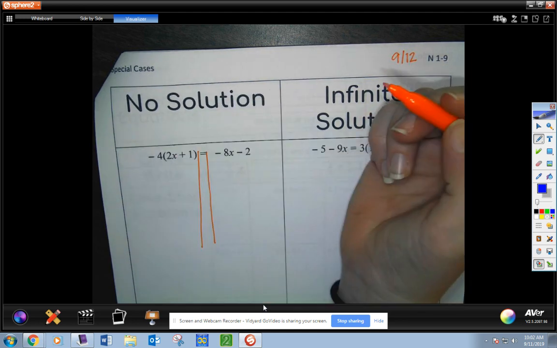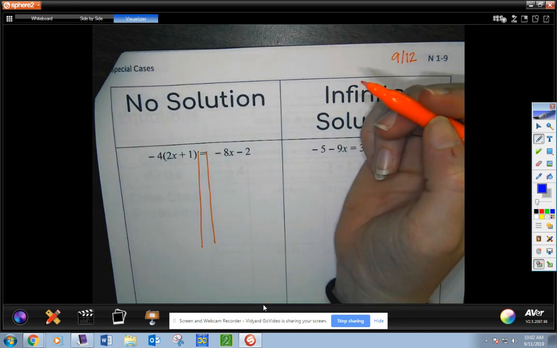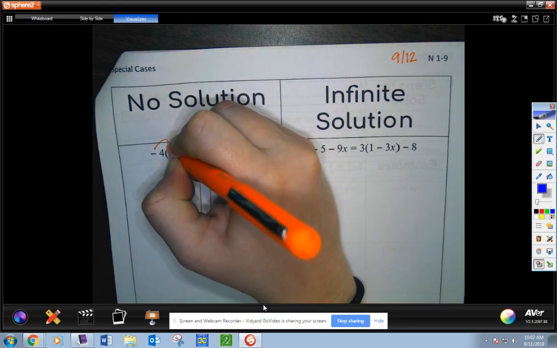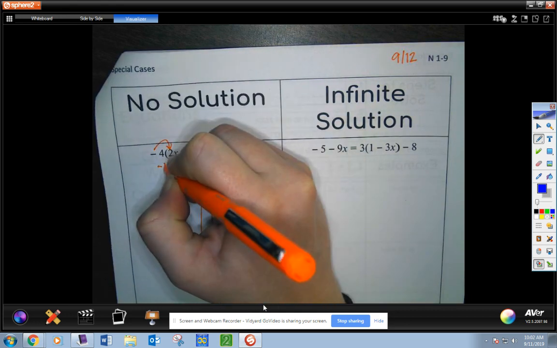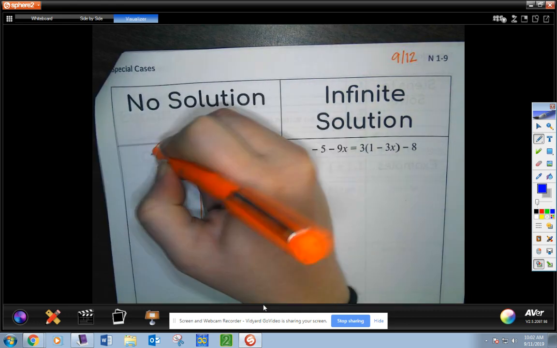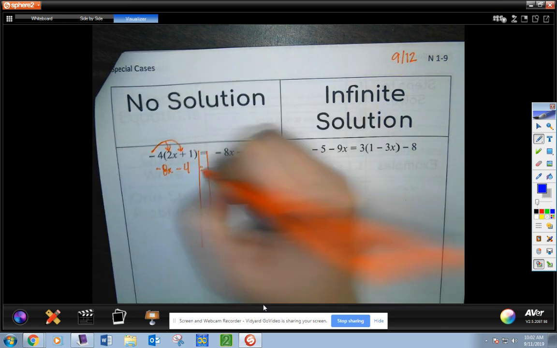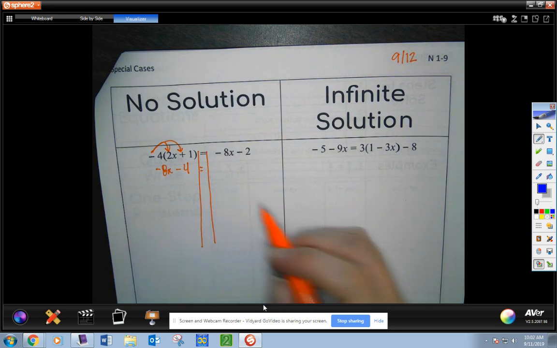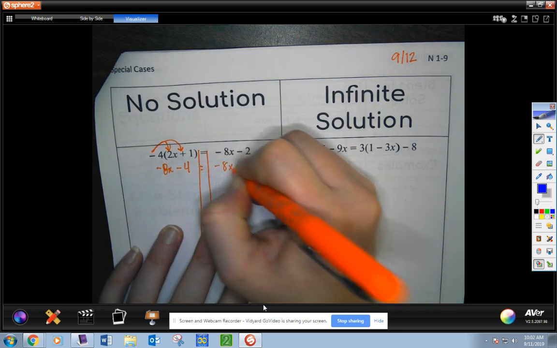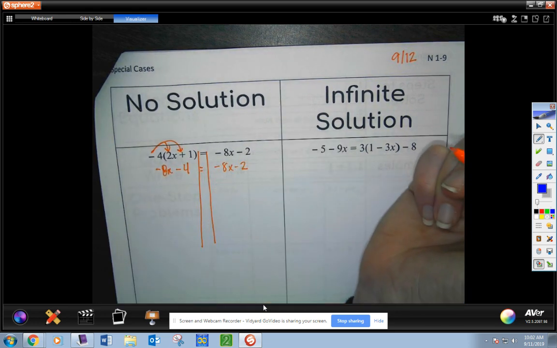So step 1 is to distribute. You can only distribute if there are parentheses. So I'm going to take -4 times 2x, which is -8x. And then -4 times +1 is -4. Since there's no distributing on the other side, I just bring it down, -8x minus 2. Okay, step 2 is to combine like terms.